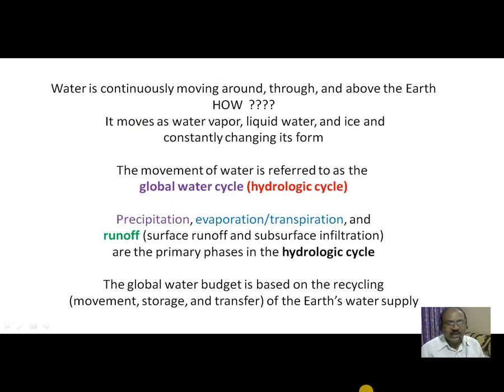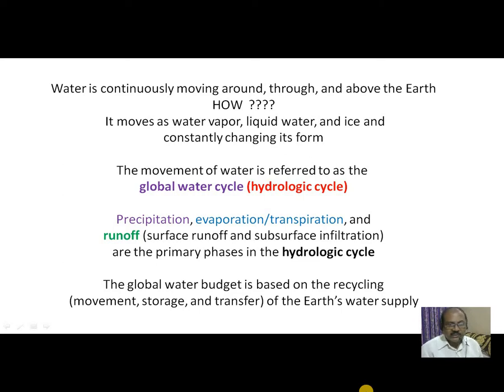Water is continuously moving around the earth, through the earth and above the earth. How? It moves as water vapor, liquid and even ice, constantly changing its form, vapor to liquid, liquid to vapor, vice versa. So the movement of water is referred to as the global water cycle, that is called the hydrologic cycle.